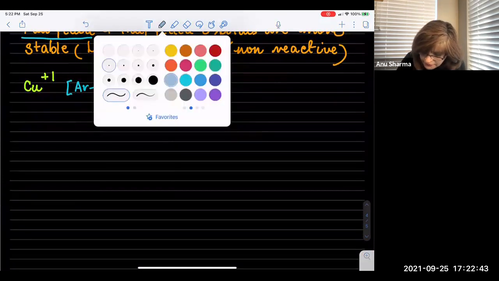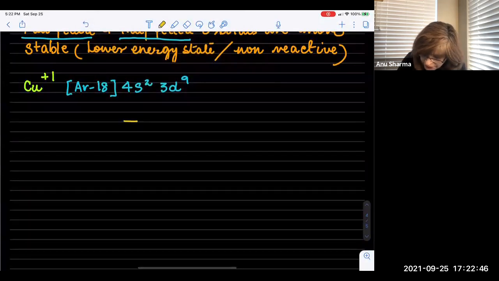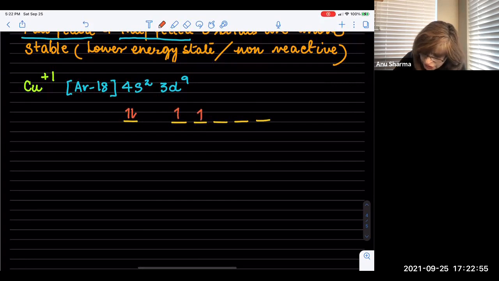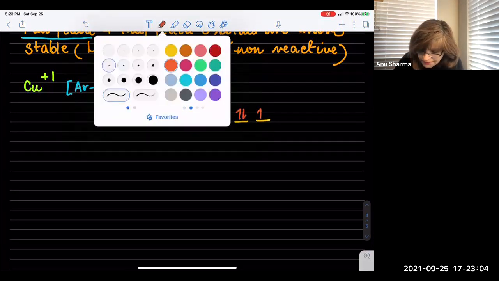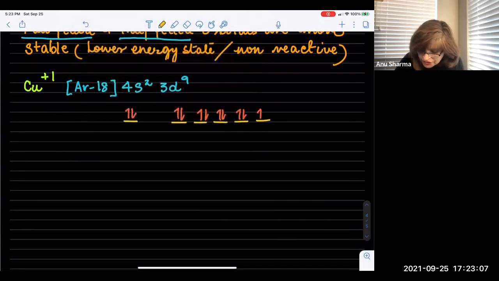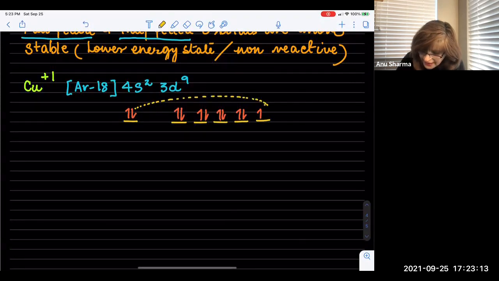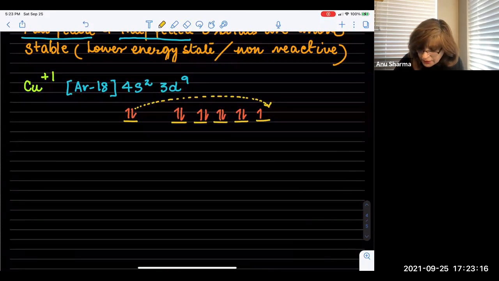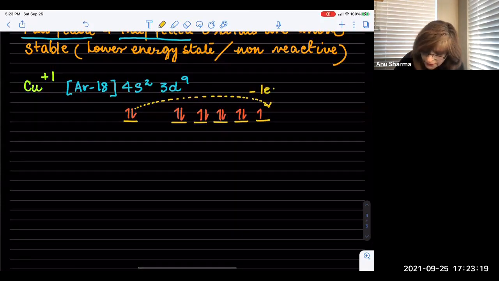So we have 4s2 and 3d9: 1, 2, 3, 4, 5, 6, 7, 8, and 9. And now there is an internal jumping. Internal jumping means that one of the electrons from the 4s jumps and comes here, so that this one gets paired. So minus one electron from there, and it comes to the d side. And now this rearrangement happens.